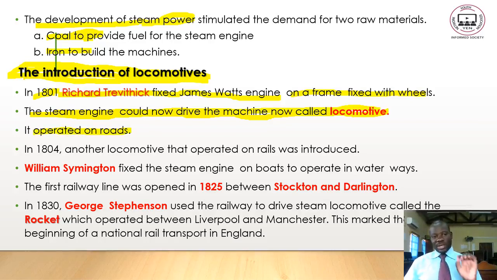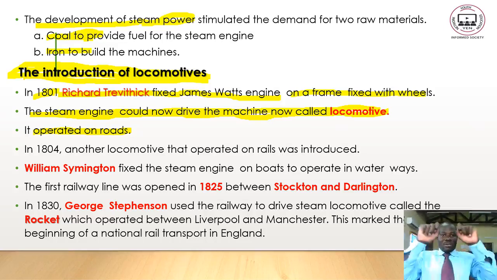So what happened, Richard in 1801 took that machine, where James Watt's machine was just moving at the same place or driving other things at the same place. Richard got that machine and put it on a frame and put wheels, and that machine now could move on the road.